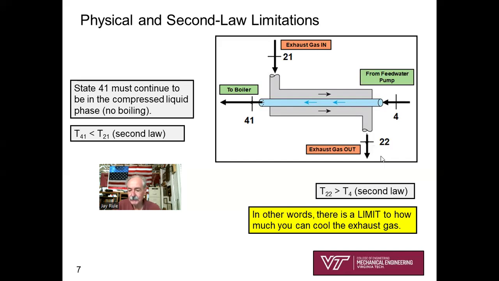Okay, and similarly, let's look at the exhaust gas out. Do you see that there's no way we can cool the exhaust gas down below T4? It can't get colder than T4. Okay, so that's a second law limitation.